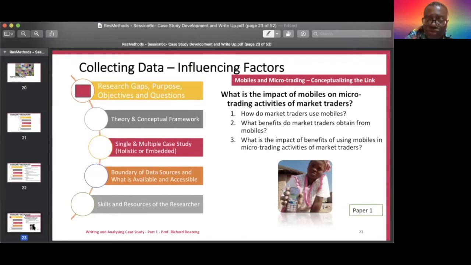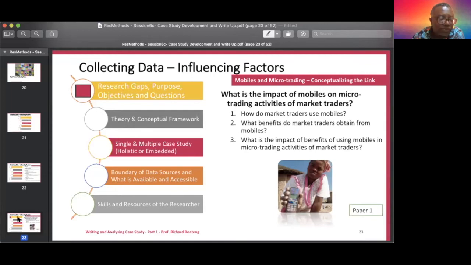What benefits do you as a market woman gain from using the mobiles? How did the benefits occur? In what scenarios did the benefits occur? All these things will come up. Then number three, what's the impact of the benefits of using mobiles? That will also come up. So the questions that you have will guide the collection of the data. And then it will guide the way the case study itself gets information, answers the questions, or even structures the information. Okay.